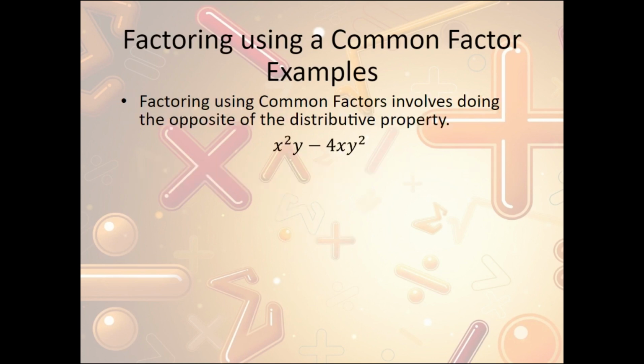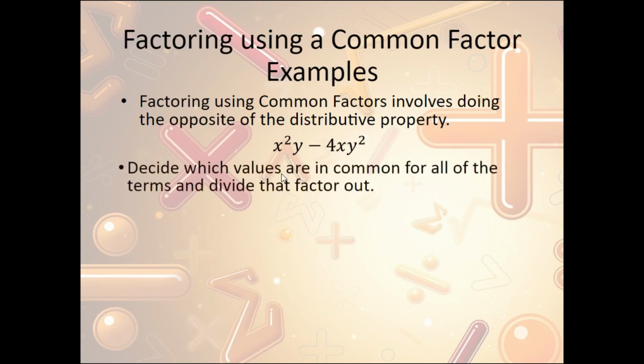Let's look at another example. We have x squared y minus 4xy squared. So we need to figure out what's in common. Well, we have a single x in common here, right? Because this is x squared, there's not a squared here, so we can only pull one x out. And we have a y and a y squared, so we can pull one of those out as well. So we're going to pull out an x and a y. So we know that's what it's going to look like: xy times something is equal to this whole thing.